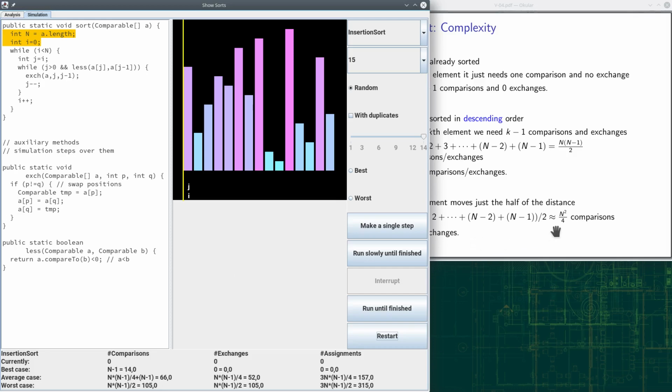Okay, so that was the analysis of the complexity of insertion sort. Not the best sorting algorithm on this planet. There are better ones to come.